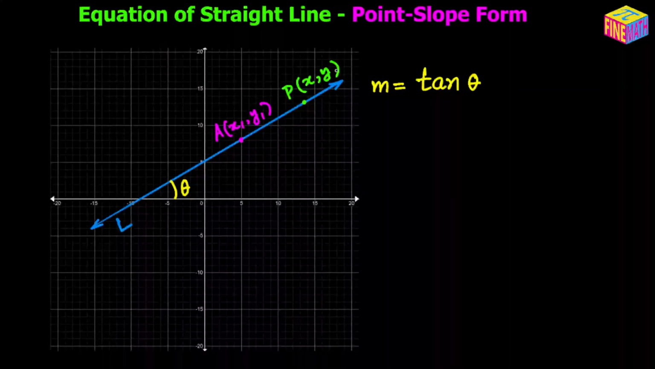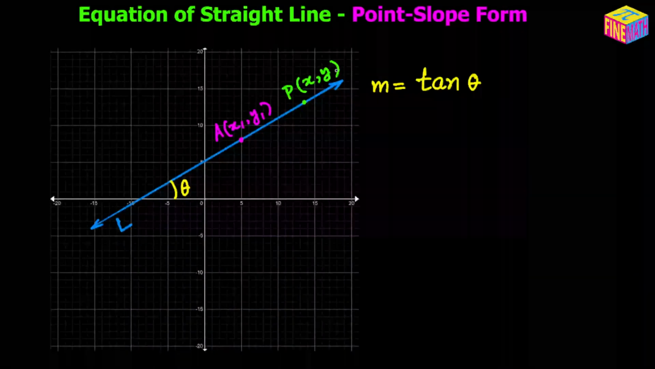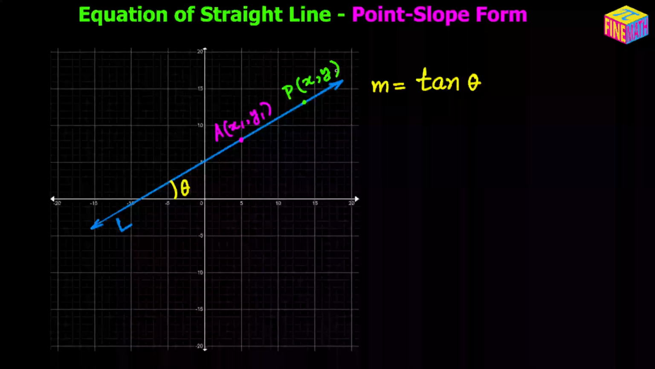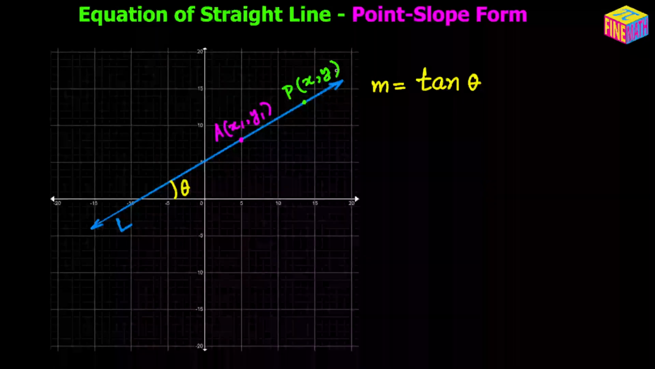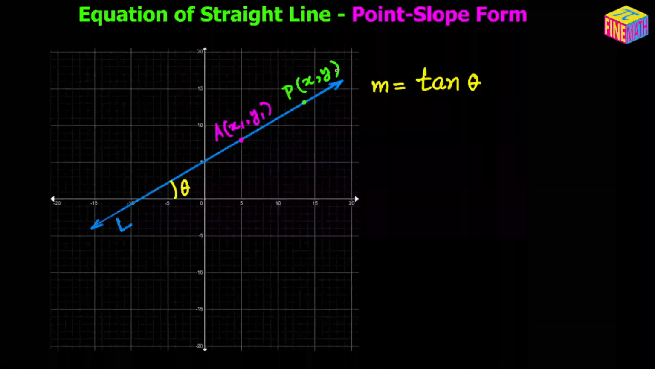Hi everyone, in this video we are going to discuss the equation of a straight line in the point slope form. That means if we are provided with the coordinates of a point on a straight line and the slope of the straight line, then how are we going to find the equation of that straight line? So that is the task here.